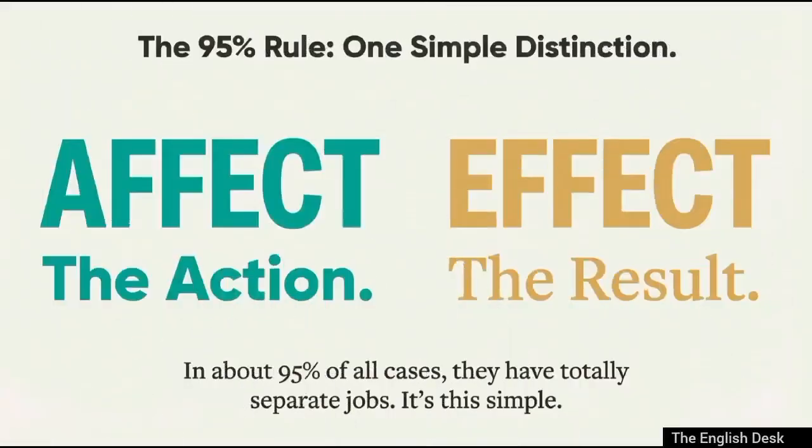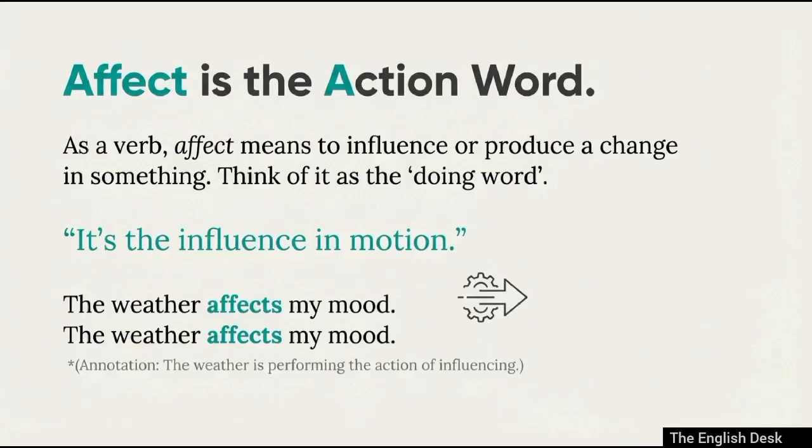For someone listening who just wants that one anchor rule, what is the absolute non-negotiable difference between affect and effect? Okay, so in about 95% of all cases, they have totally separate jobs. It's this simple. Effect is the action. Effect is the result. Action versus result. I like that. So affect with an A is the verb. It's the doing word. Exactly. It's what something does to something else, like the weather affects my mood. The weather is doing the action. It's the influence in motion.